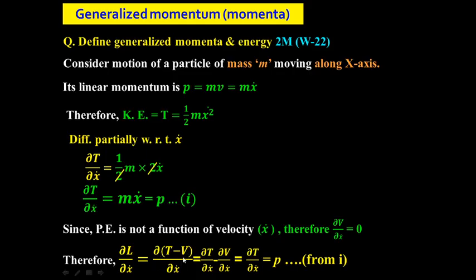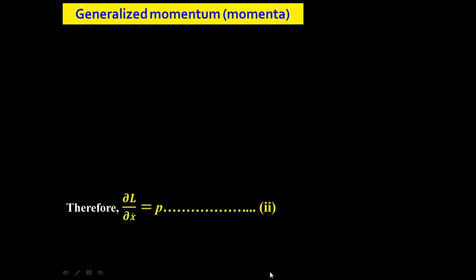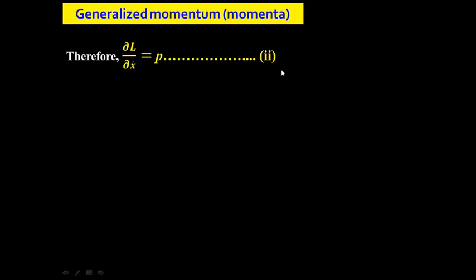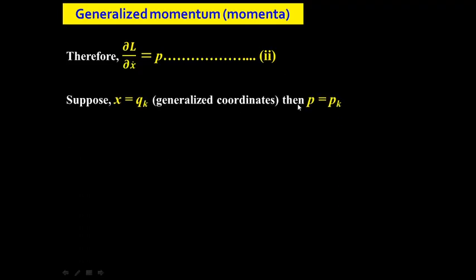We will separate this partial derivative into terms: del T by del x dot minus del V by del x dot. Since potential energy is not a function of x dot, this term will be 0. So del T by del x dot is nothing but p, from equation number 1. So we get del L by del x dot is equal to p. Suppose this is equation number 2.